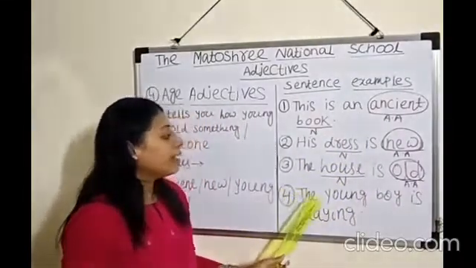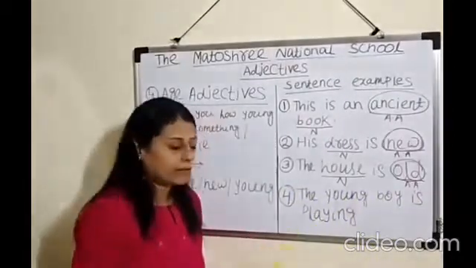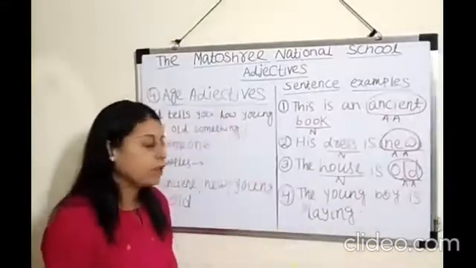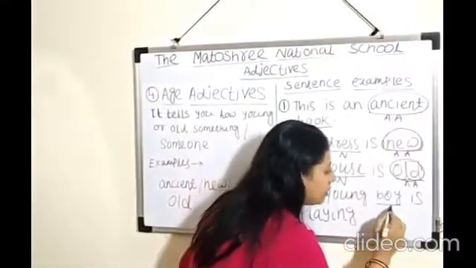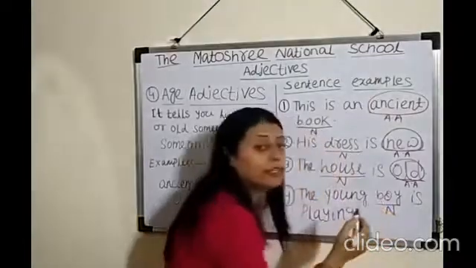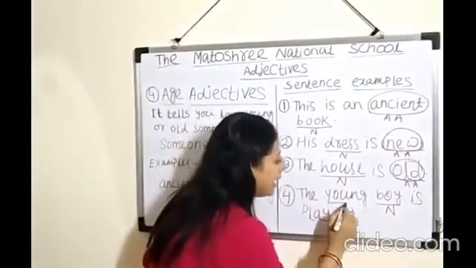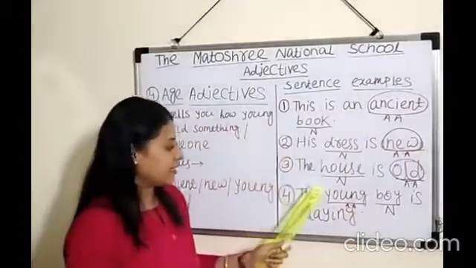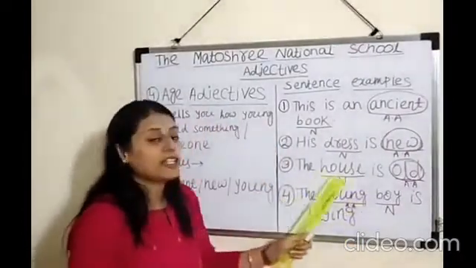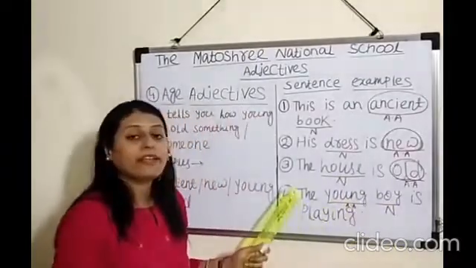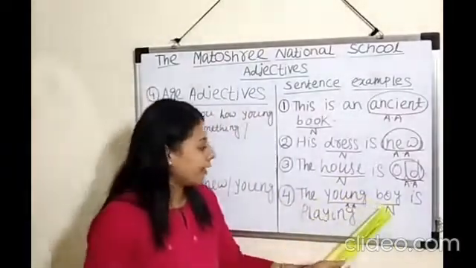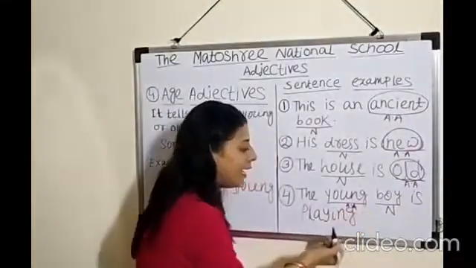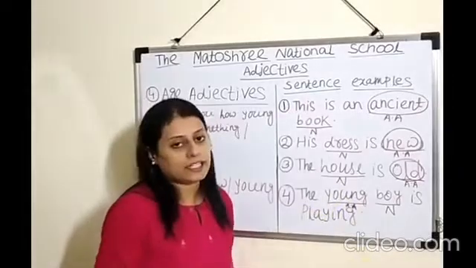Next, 4. The young boy is playing. Here, boy is a noun and young is an age adjective. It describes or shows the age of the boy. The boy is very young. The young boy is playing. So here young is an age adjective.